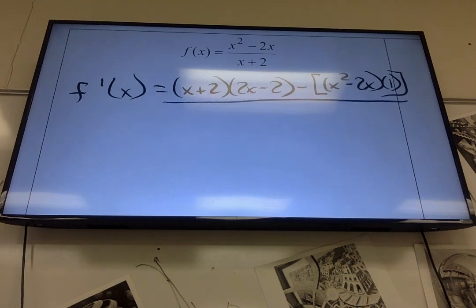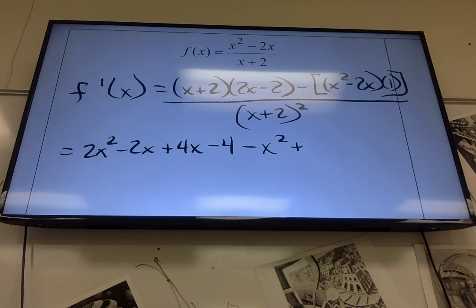Square the bottom, and away we go. Okay, sweet. So I foiled the top, these first two. That's 2x squared minus 2x plus 4x minus 4. Then minus x squared and plus 2x. I distributed the minus.